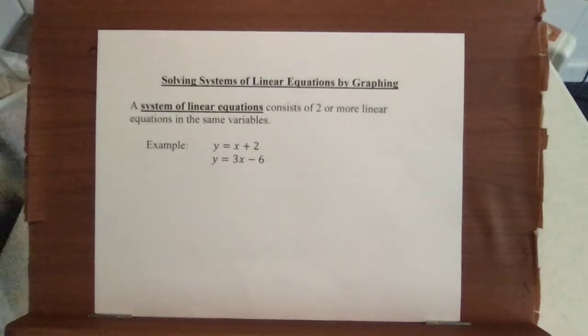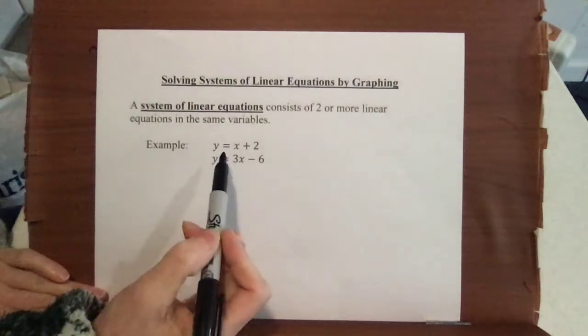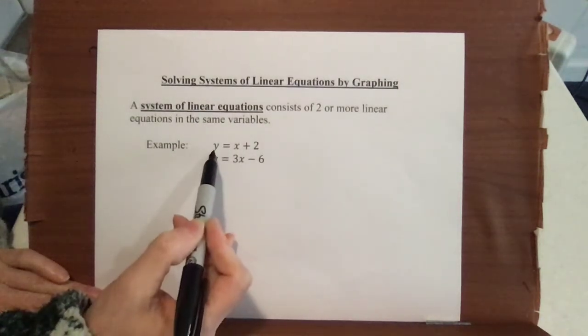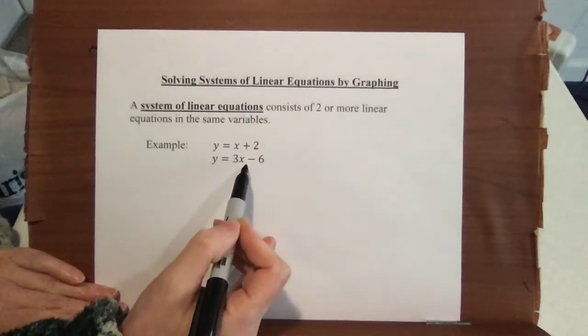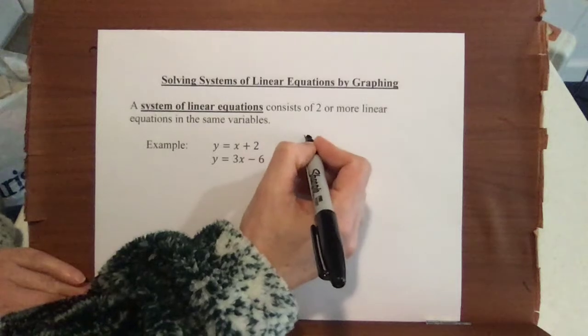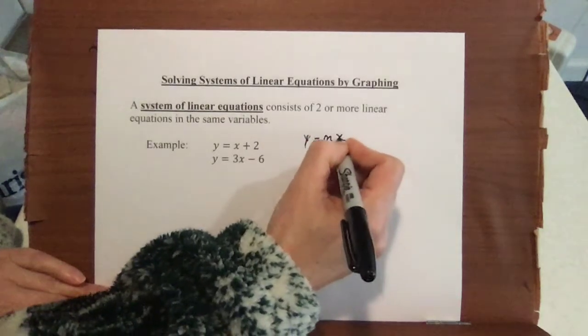All right, we're going to look at solving systems of linear equations by graphing. A system of linear equations means you have two or more linear equations with the same variables. We're going to be working with two equations, and the variables are y and x. In order to graph, you make sure they are in y equals mx plus b form, which is our slope-intercept form.